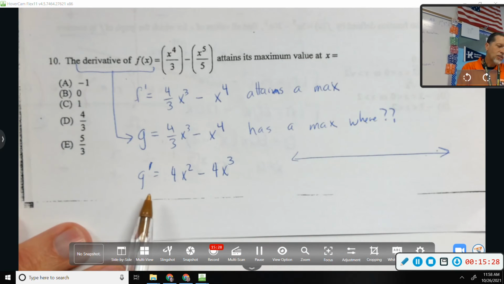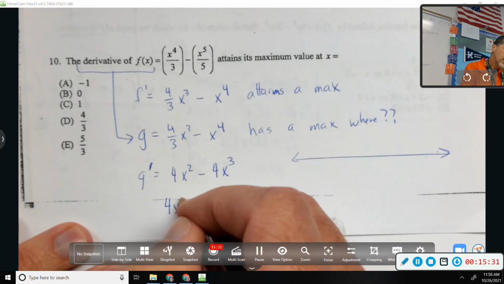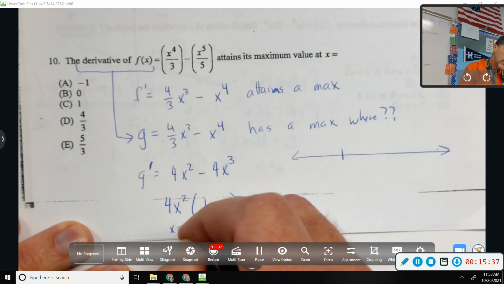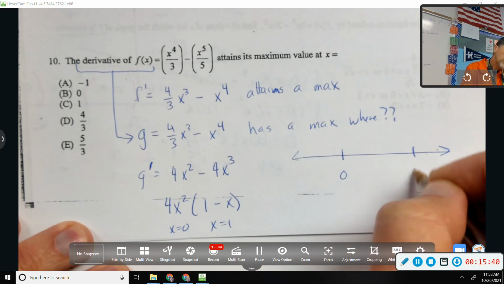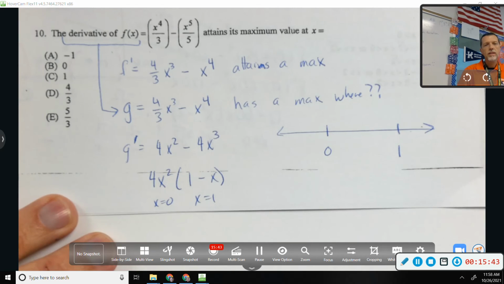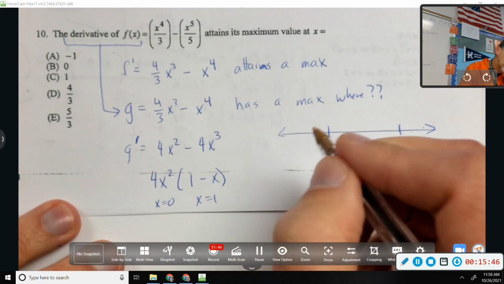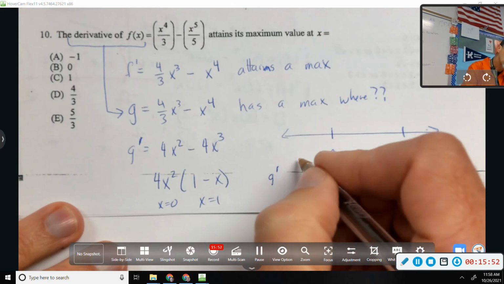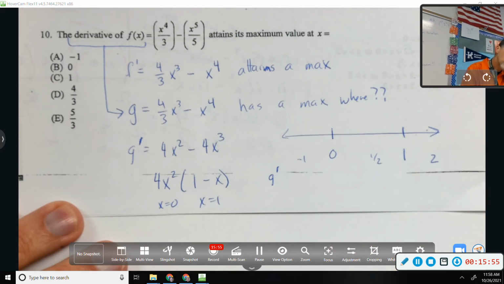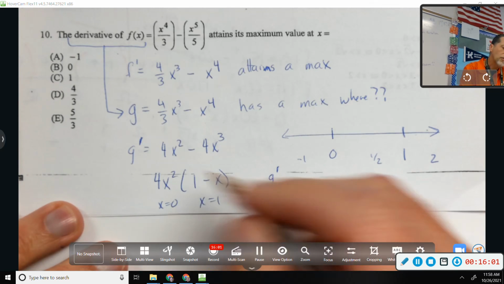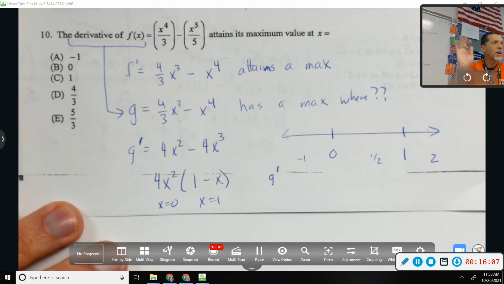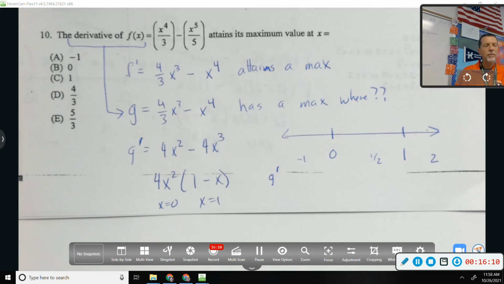All right, so back to this. So G prime has a... And I want a G prime test because I want to know where G changes from increasing to decreasing. So this is technically the third derivative. Well, it's the second derivative of f. It's the first derivative of G. I just renamed it because I want to know where G has a maximum. Sure, it's the derivative of f, but I'm done with that part of the problem.